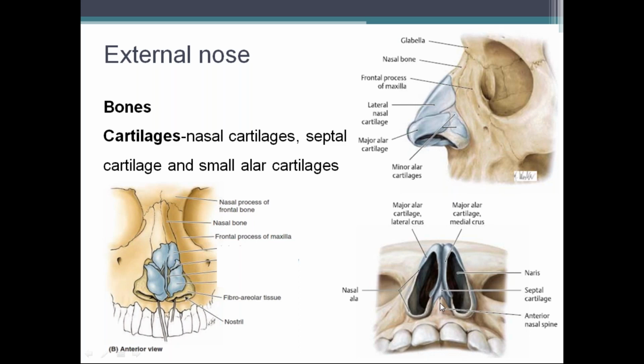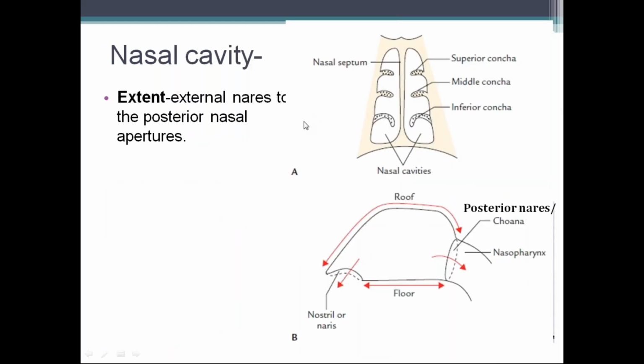So the bony projection just below the nasal septum is called the anterior nasal spine. That is nothing but the two maxilla bones uniting in the anterior part to form a projection. This is called the anterior nasal spine. Okay, so now we'll see about the nasal cavity.